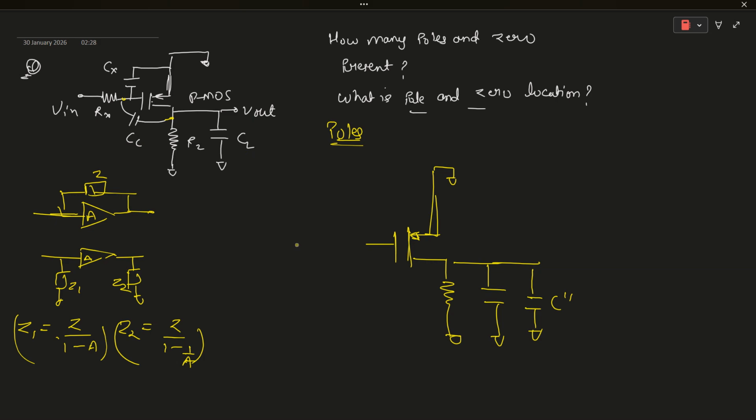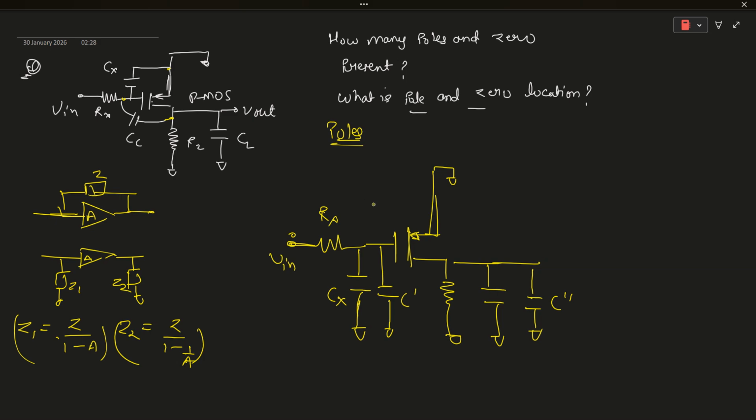And what is the input side? Input side has this resistance and this capacitance CX, which is connected to the ground. As this node is connected to the ground, I am representing this CX as here, below. Another capacitance, I am denoting this as C dash, and this is Rx and V.